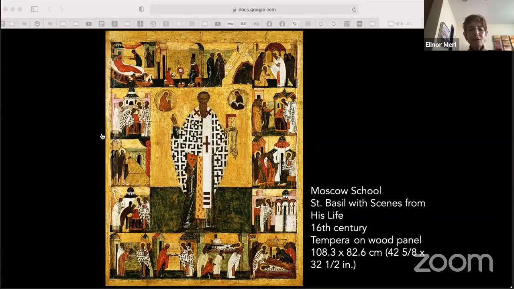So let's now take a look at a depiction of the Madonna and Child by the Italian artist Nicola da Buonaccorso, which dates from 1387.